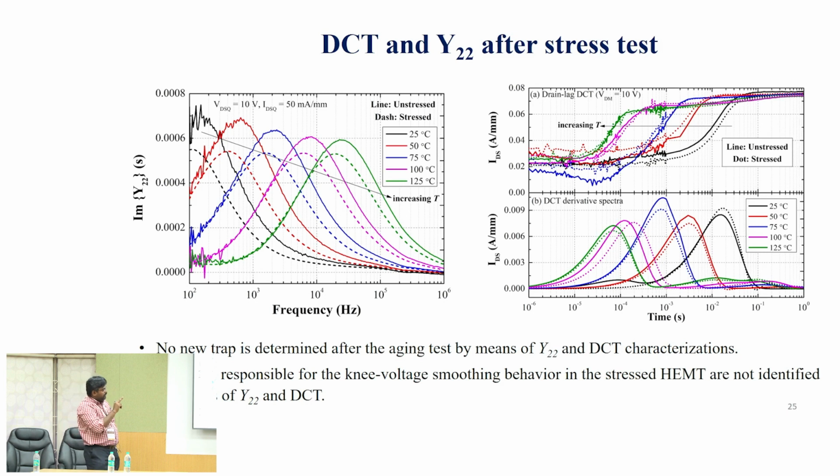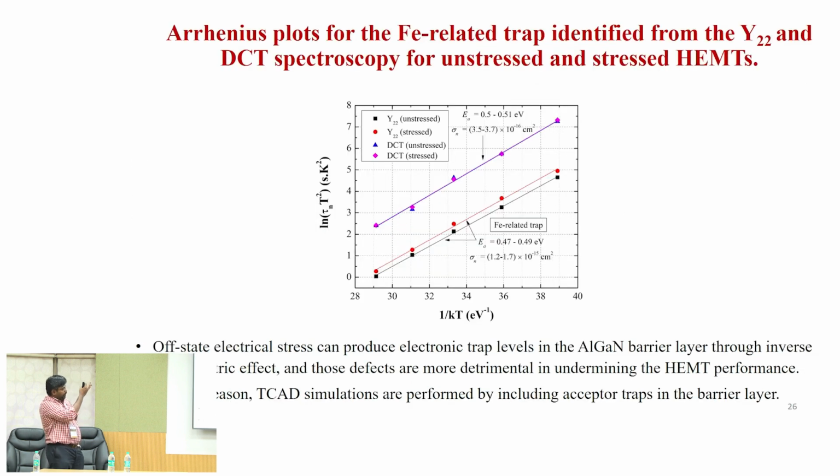If you look at the DCT measurement, no new peaks are observed after the stress, but there is a small increase in the emission time constant. Here there is no correction factor incorporated. After the Arrhenius analysis, the activation energy before stress and after stress is almost the same. There is not much difference. So it indicates that no new traps are created after the stress, and your trap concentration may also not have increased.